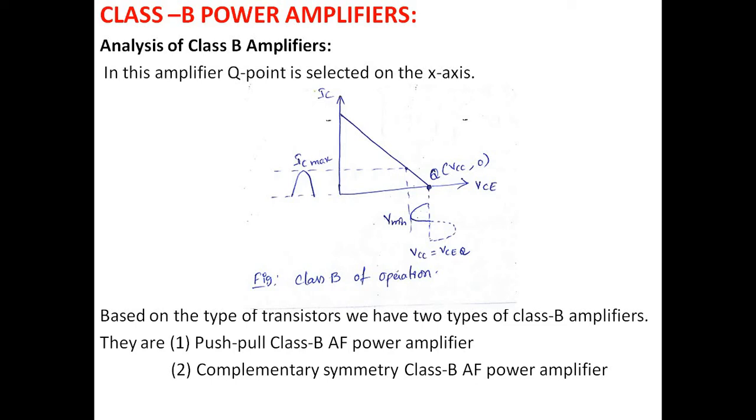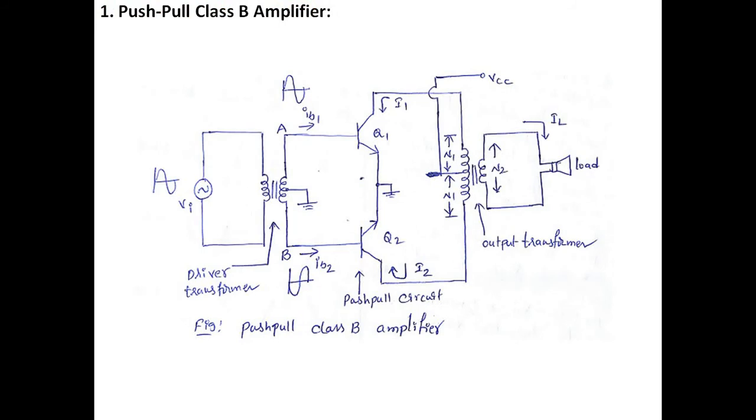It allows only one half cycle, and in class B power amplifier we have two types. One is the push-pull class B audio frequency power amplifier, and the second is the complementary symmetry class B audio frequency power amplifier. We will discuss both types and try to derive their efficiencies also. Now let us move on to the first one, the push-pull class B power amplifier.